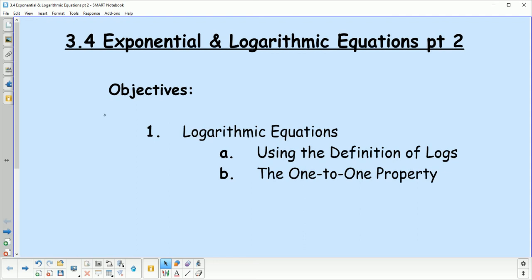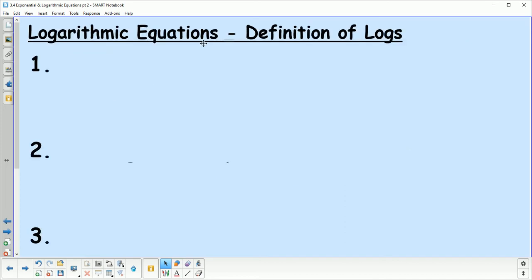Pre-calc. Now we're going to do exponential and log equations. This is going to be part 2. Last video, part 1, was all about exponential equations. Today is going to be all about logarithmic equations. So first piece, we're going to have two ways to solve it.